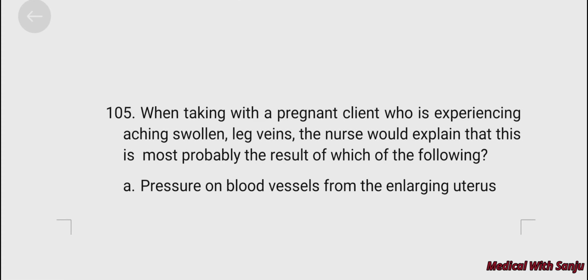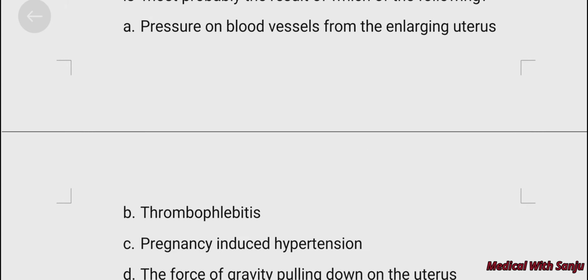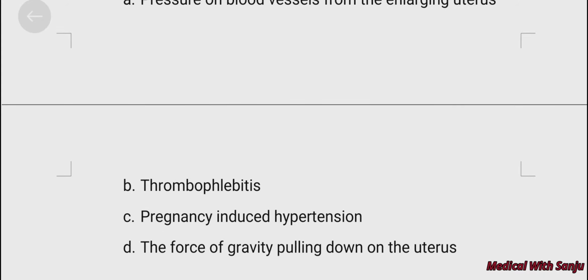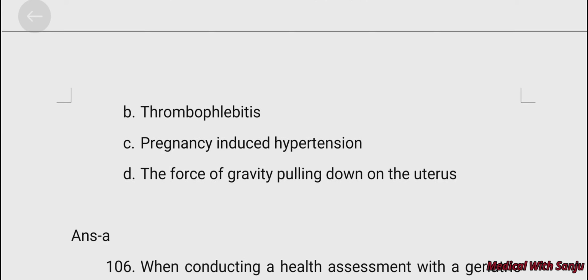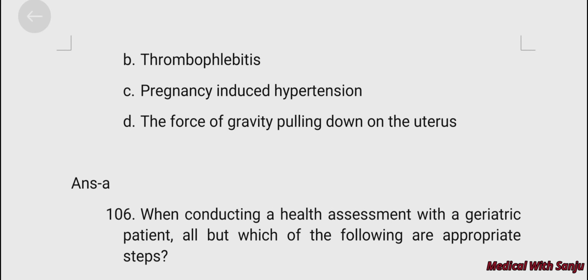Question number 105. When talking with a pregnant client who is experiencing itching, swelling, and leg pain, the nurse would explain that this is most probably the result of which of the following? Option A, pressure on blood vessels from the enlarging uterus. Option B, thrombophlebitis. Option C, pregnancy-induced hypertension. And option D, the force of gravity pulling down on the uterus. Pressure of the growing uterus on a blood vessel results in an increased risk for venous stasis in the lower extremities. Option A is the right answer.